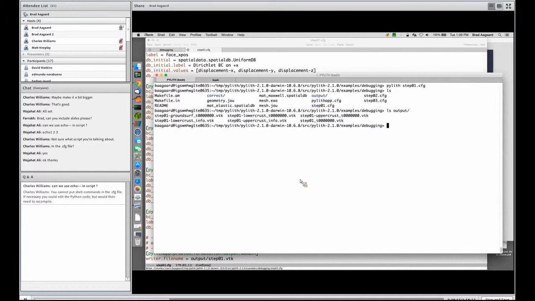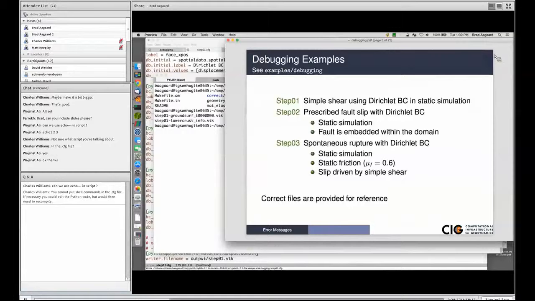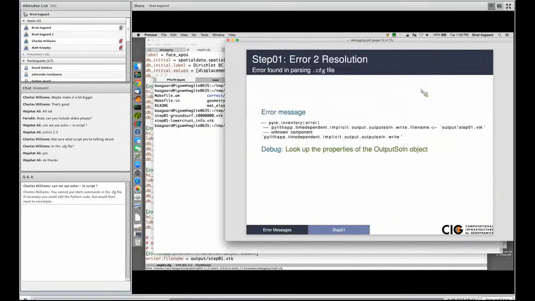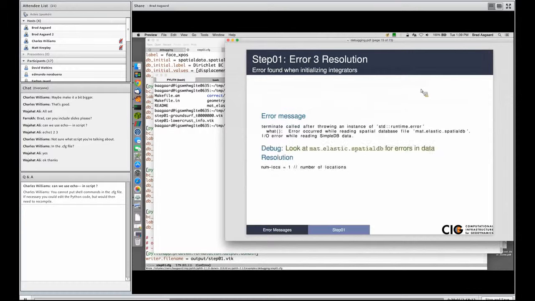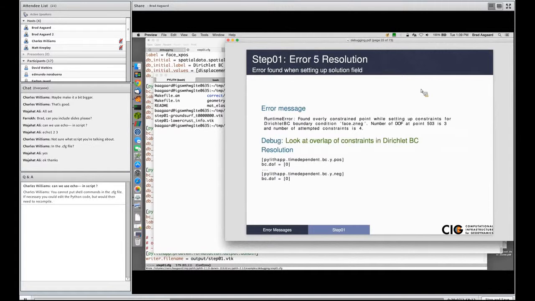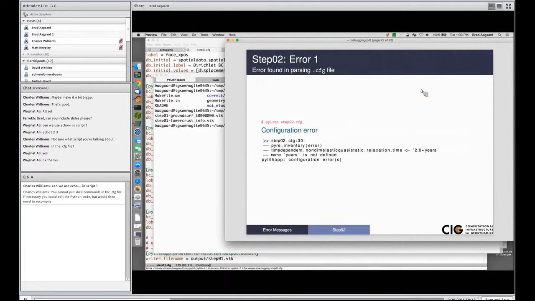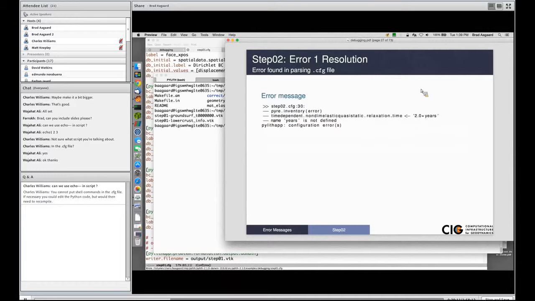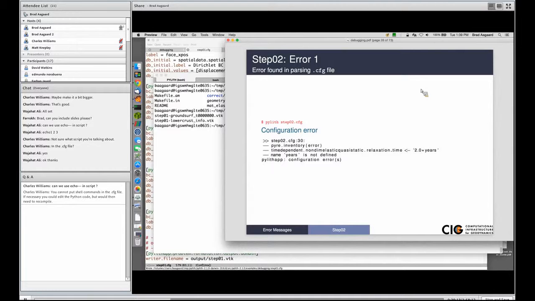Okay, let's catch up. So the slides walk you through what the error was. Step two. Okay, so let's go on to step two.